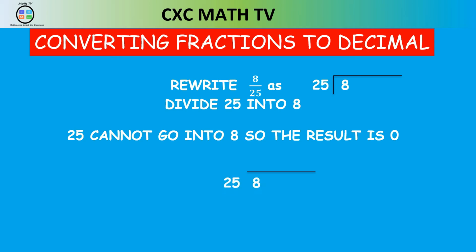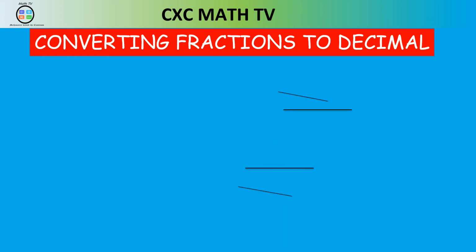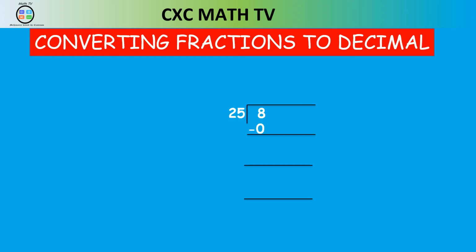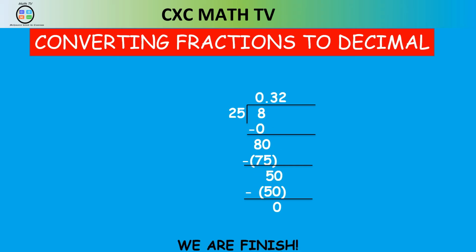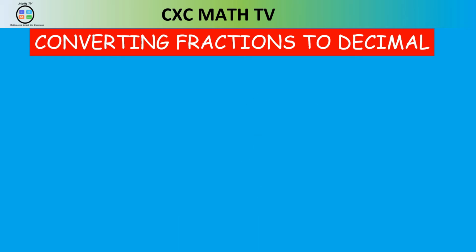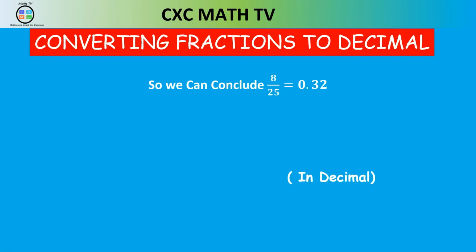25 into 80 goes, yes, 3 times. And so 25 times 3 is 75. We subtract and we get 5. Alright? But we still don't get 0 yet, so we don't finish. So we have to continue. So now we're going to add another 0. Yes, add another 0 to the 5. Then say 25 into 50 goes 2 times. 2 times 25 is 50. Subtract. Now once you get a 0 down there, you finish. So now we can say that 8 over 25 is 0.32 as a decimal. And that's how we convert a fraction to decimal.